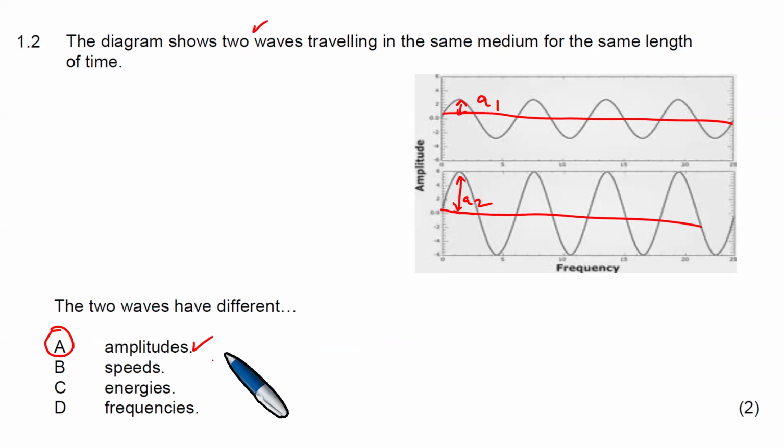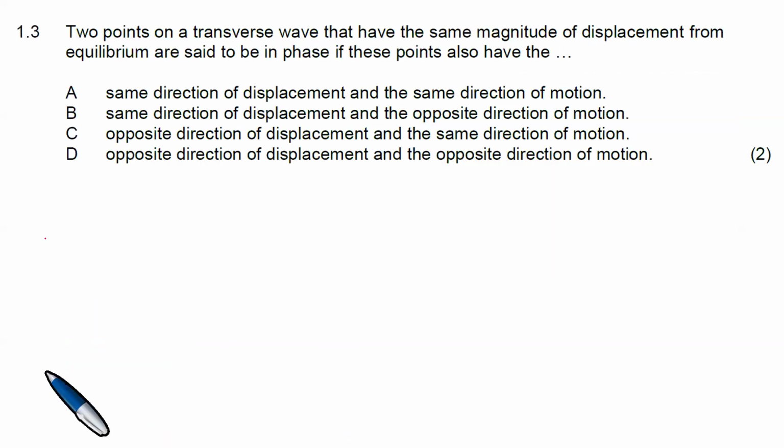Next point. So in 1.3, 2 points on a transverse wave that have the same magnitude of displacement from equilibrium are said to be in phase if these 2 points, or rather, if these points have the what? So we're saying 2 points on a transverse wave that have the same magnitude of displacement from equilibrium are said to be in phase if these points have the what?